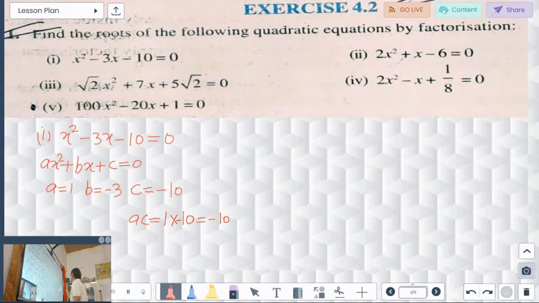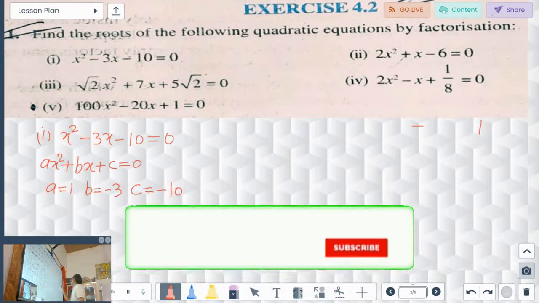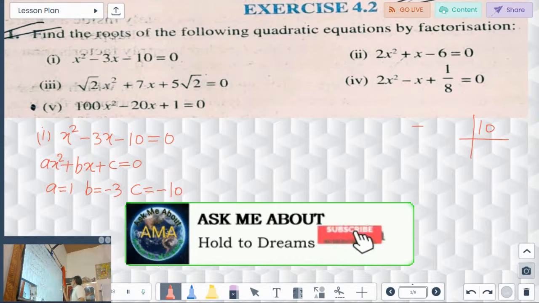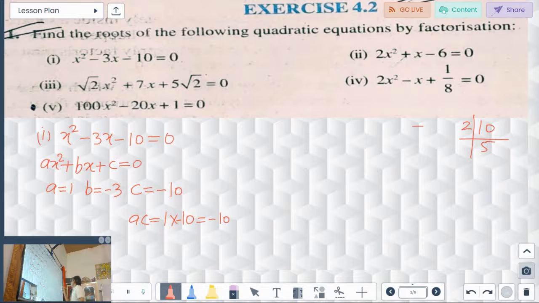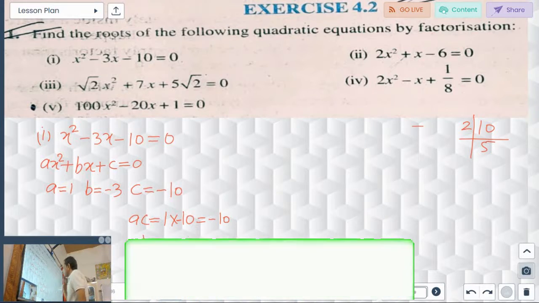Factorization, calculate factors of 10: 2 and 5. Now b equal to minus 3. So there are two factors, 2 and 5. Minus 3, b equals minus 3, comes if we take minus 5 and plus 2. So the factors are minus 5 and plus 2.